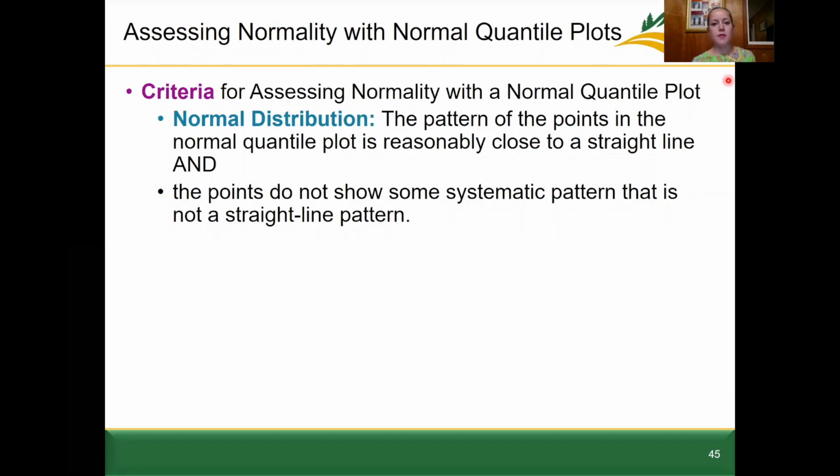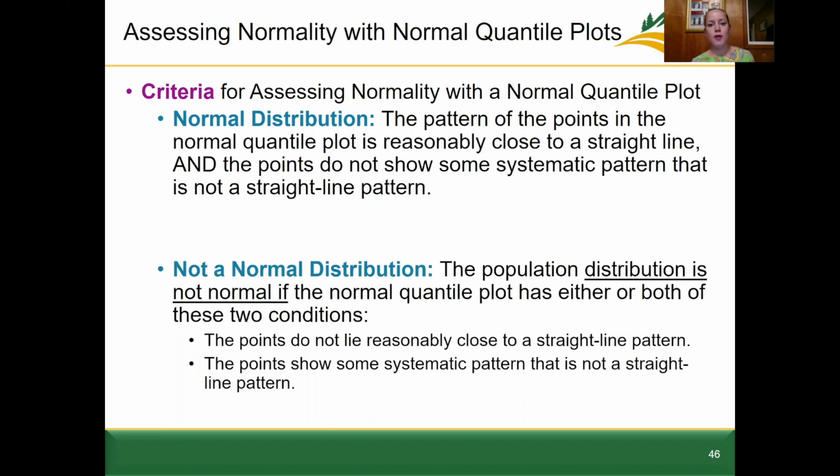So now we're going to talk about assessing normality with normal quantile plots. We're going to go through some criteria for assessing normality with normal quantile plots. So we're looking for a normal distribution where the pattern of the points in the normal quantile plot is reasonably close to a straight line. And another criterion here, the points do not show some systematic pattern that is not a straight line pattern.